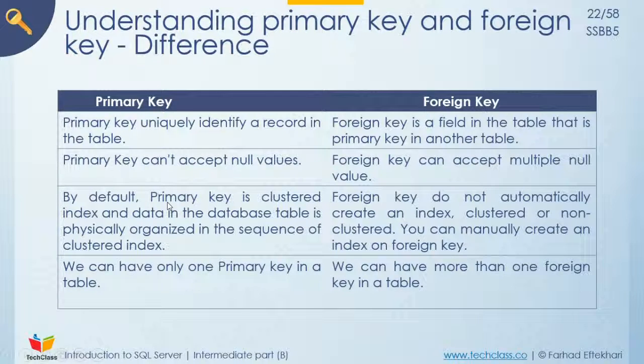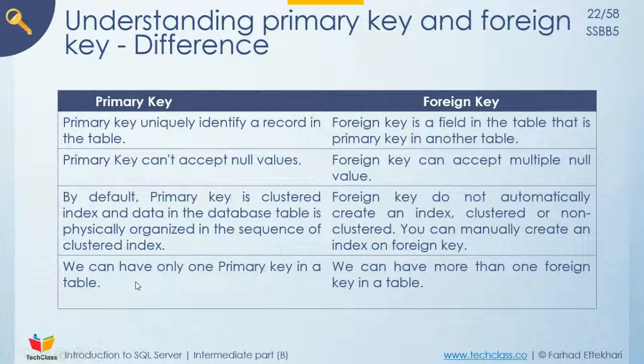By default, a primary key is a clustered index, and data in the database table is physically organized in the sequence of the clustered index. A foreign key does not automatically create an index, clustered or non-clustered. You can manually create an index on a foreign key. We will fully get introduced to indexes and understand them in the advanced section, so you can find that topic there. Here you just need to understand that indexes can be created automatically for primary keys, but for foreign keys, the database does not do such a thing. Later we will get introduced to them more deeply.